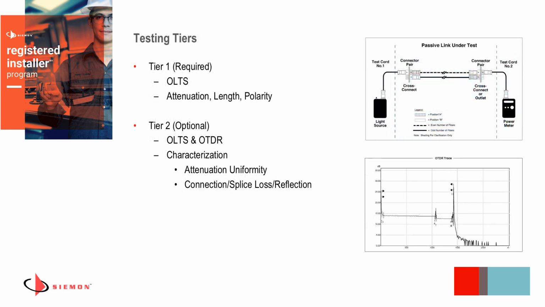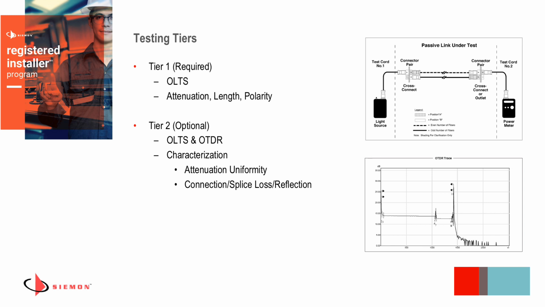So let's look at this at a high level. If you're looking at the two different types of testing tiers defined by TIA, you have Tier 1, which is required, which is to use an optical loss test set and ensure that you've tested the link attenuation as well as evaluating the length and polarity. And most optical loss test sets have that. If not, you might have to just check the jacket labels themselves. And polarity is certainly something that can be visually verified.